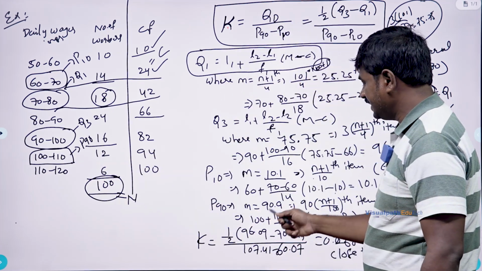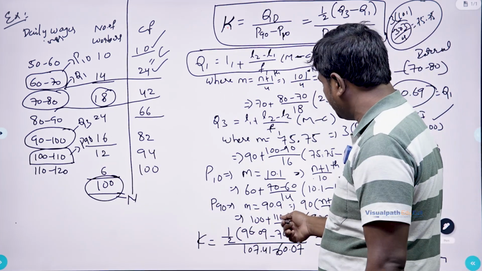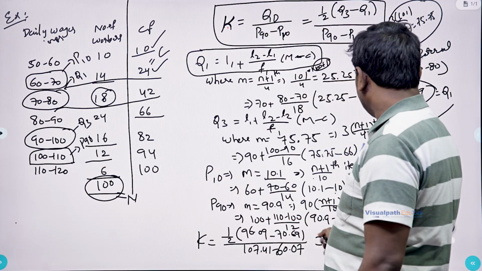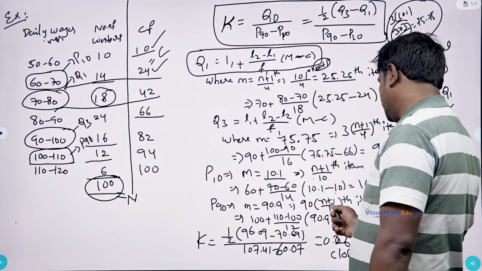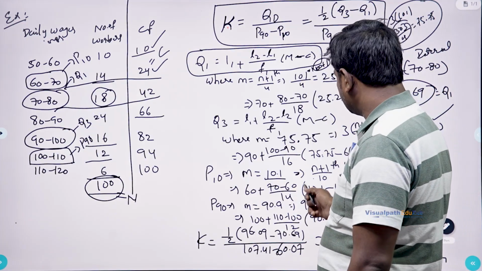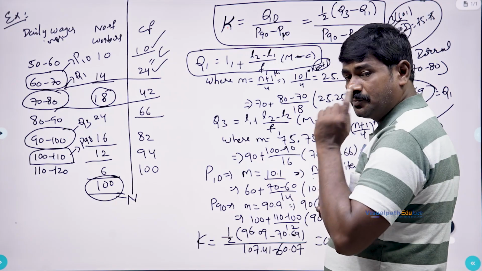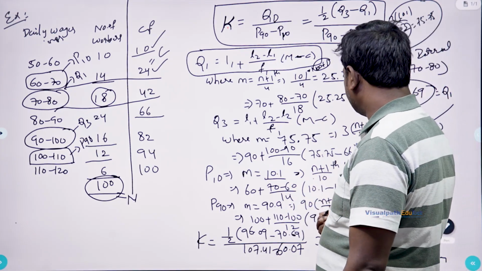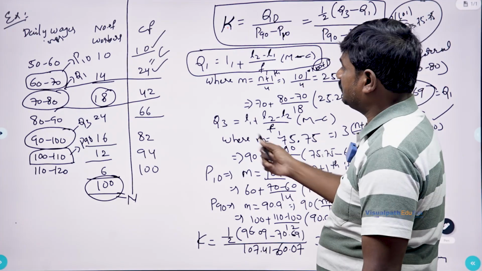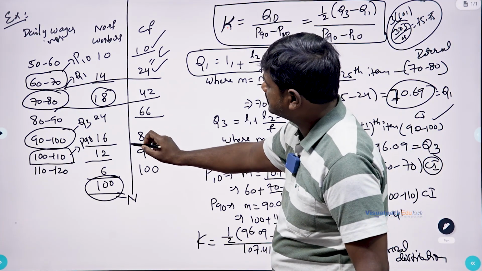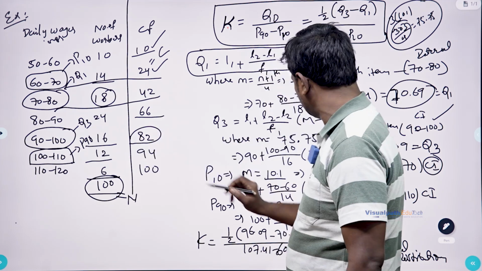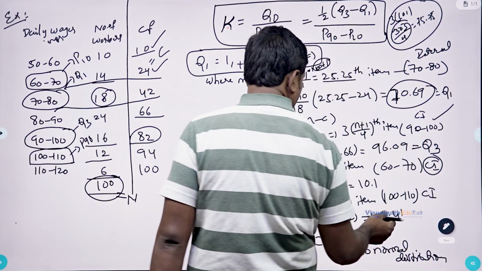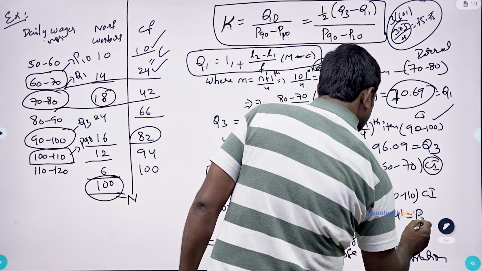So similarly, lower limit 100 plus (upper limit 110 minus lower limit 100) by the corresponding frequency of this class interval, 12, into (M minus ...). That is 100 plus (110 minus 100) by 12 into (90.9 minus 82). Here 90 into 101 by 100 means 0.9 into 90, so that is 90.9. We subtract the cumulative frequency preceding this median class, that is 82. So 90.9 minus 82, on the whole, the value will be 107.41. This is equal to P90.